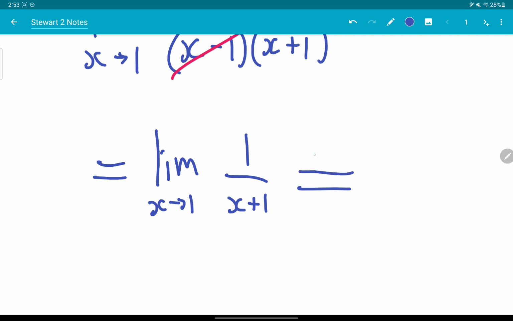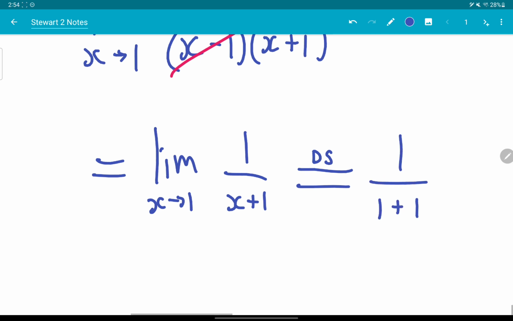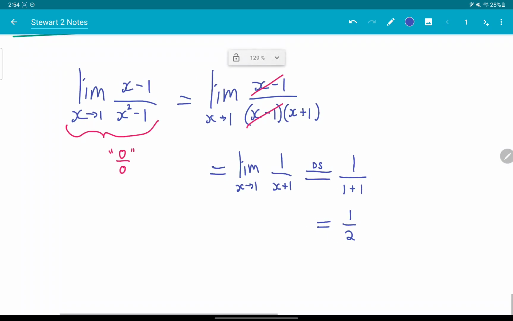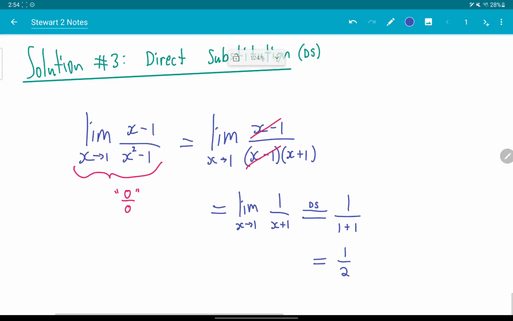And now I can do my direct substitution. If you want, you can put a little DS here to indicate to your reader that you are doing a direct substitution. So this x here is being replaced with 1, and I get 1 over 2. So this is the solution we want here. We want to do these things algebraically: not use a table of values, not use a picture, but use techniques that you learned in high school to resolve this nicely.